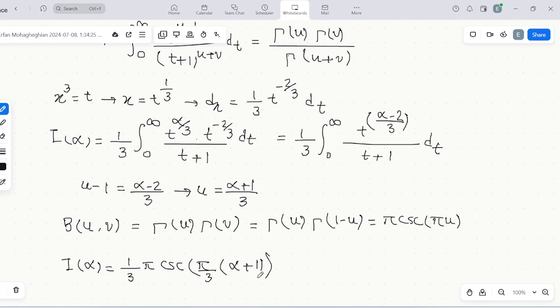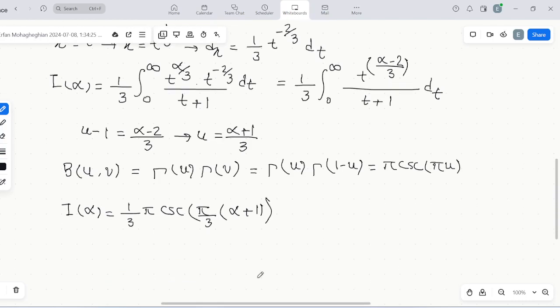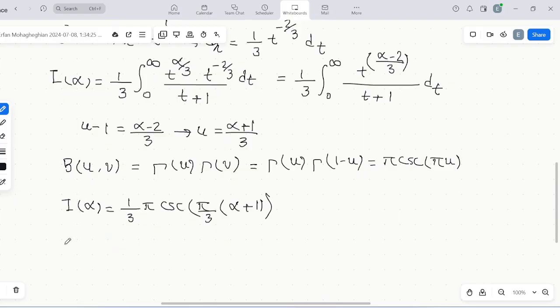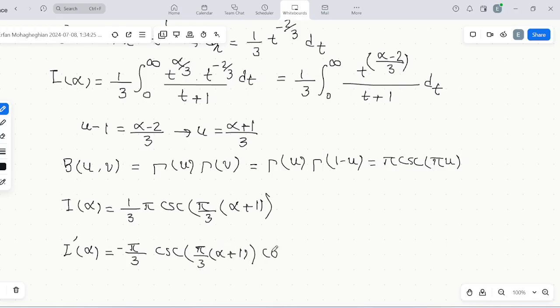Remember, our goal integral is I prime evaluated at 1. So I'm going to differentiate this I with respect to alpha. We get I prime of alpha as pi over 3. The derivative of cosecant is negative cosecant times cotangent. So I get a negative sign out, and then cosecant of pi over 3 times alpha plus 1 times cotangent of pi over 3 times alpha plus 1, multiplied by the derivative of the inner function from the chain rule, so we get another factor of pi over 3.